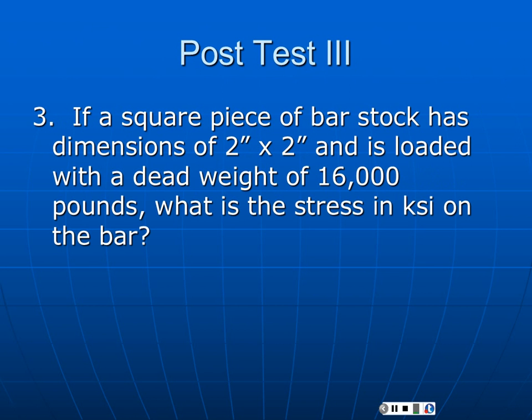And finally, can you calculate stress? Put 16,000 pounds on a 2x2. Stress in KSI is going to be 16,000 divided by the area, which is 2 times 2, which is 4 square inches. So you should have 4,000 PSI, which is 4 KSI. Right? All righty, that concludes the basic introduction of stress, strain, Hooke's law, and stress strain curve.